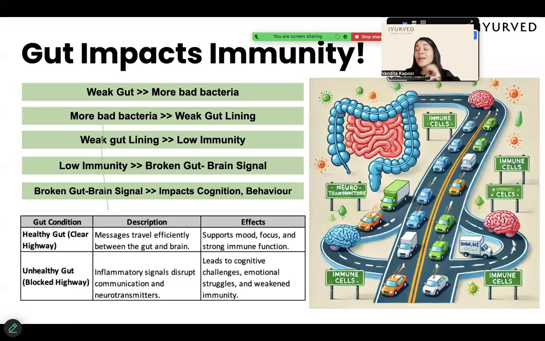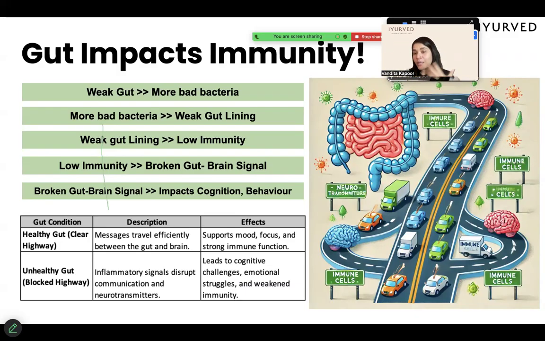Now let's see how is gut impacting the immunity. Look at the diagram. This will give you some idea that there is a weak gut. Weak gut means more bad bacteria. This is something I've already told you. When you have more bad bacteria, there's a lining of the gut that becomes very thin. When that becomes thin, more infection can attack our body, so our immunity becomes low. When our immunity becomes low, it directly impacts the brain and gut signal.